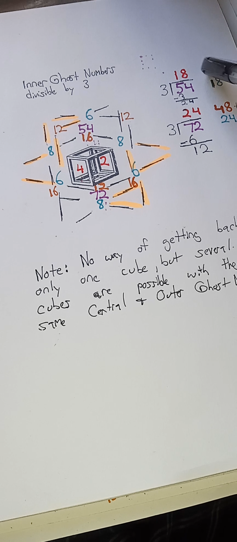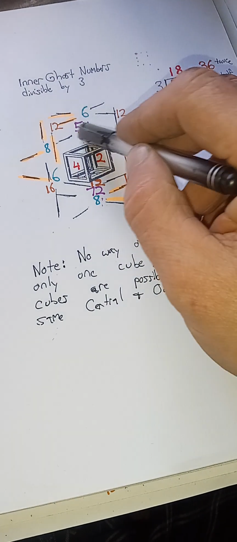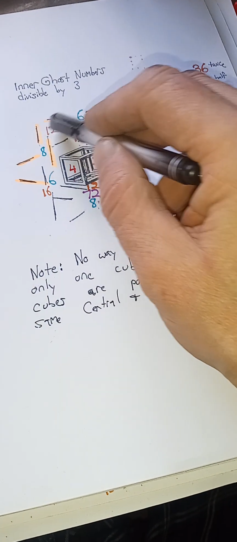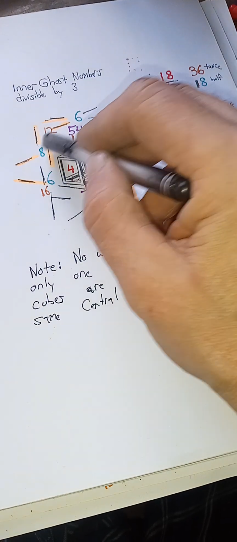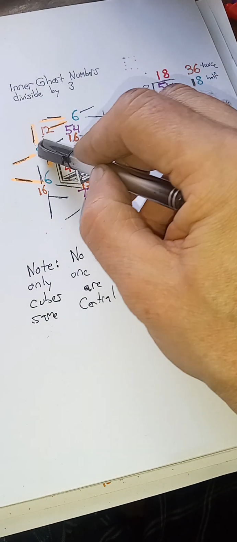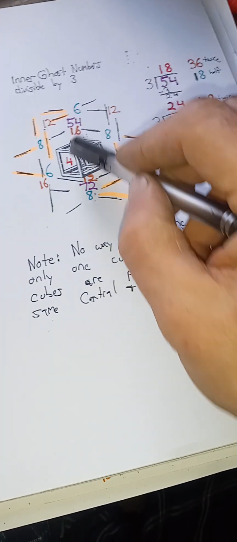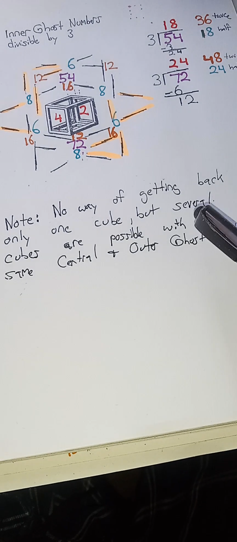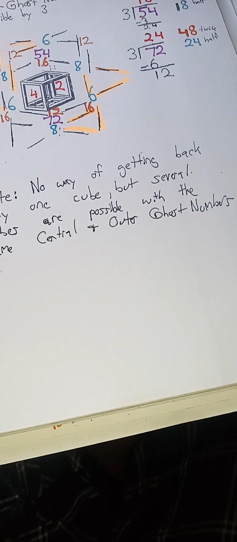And then you divide 36 however you want to. Well, it has to match these. Whatever you give to 36, it's all going to come out equal in the primary numbers, or whatever you give to the primary numbers, it's all going to come out equal at the corners and secondary numbers. And there's no way of getting back to one cube, but several cubes are possible with the same central and outer ghost numbers.